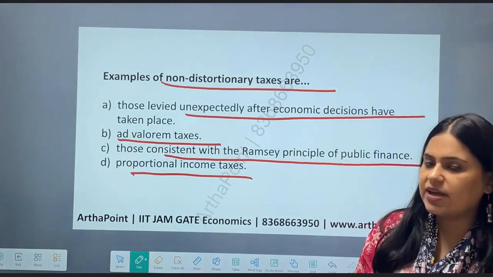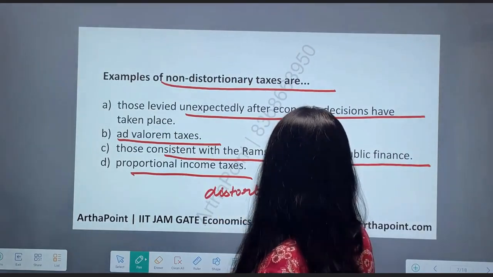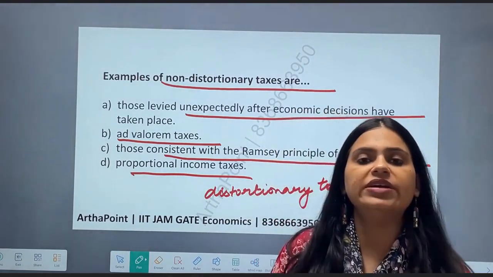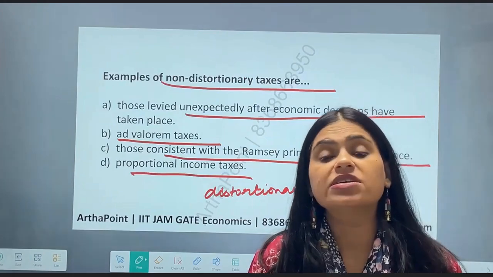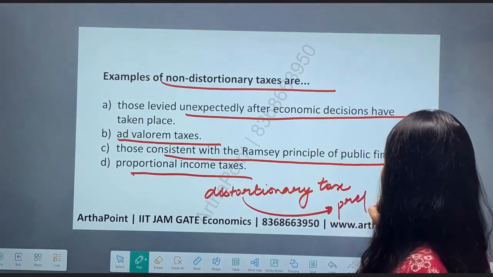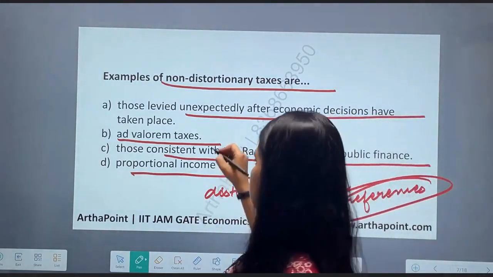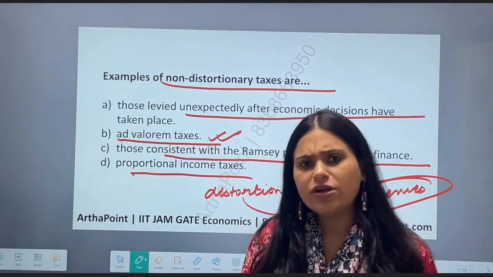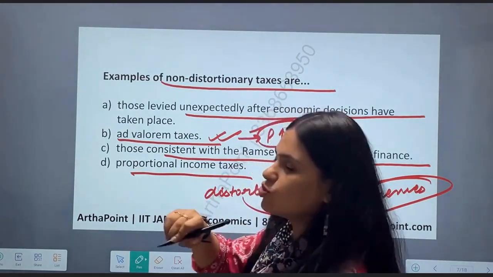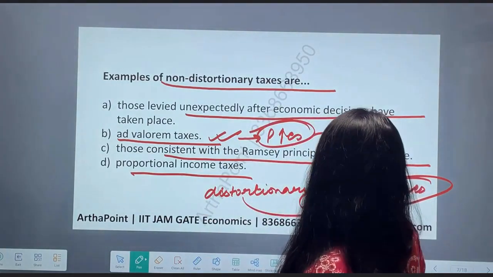What is a distortionary tax? Anyone? A distortionary tax is any tax which causes distortion. Beta, what does distortion mean? Which changes your preferences. Like ad valorem tax. What does ad valorem tax do? It increases the price of the commodity on which it is charged. And by increasing the price, it causes distortion.